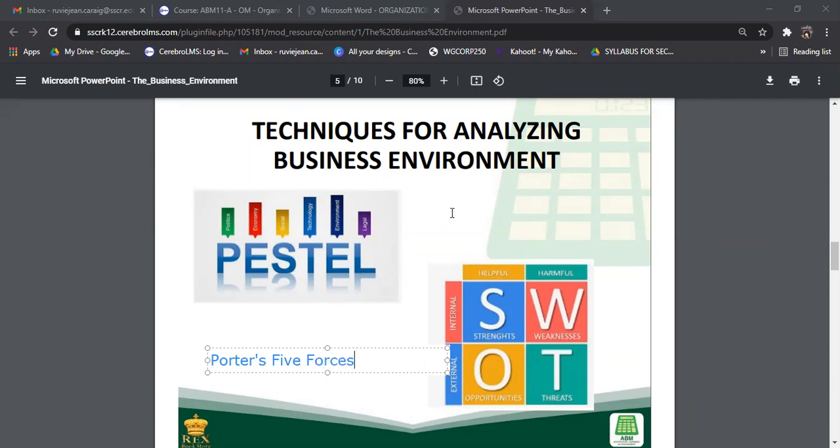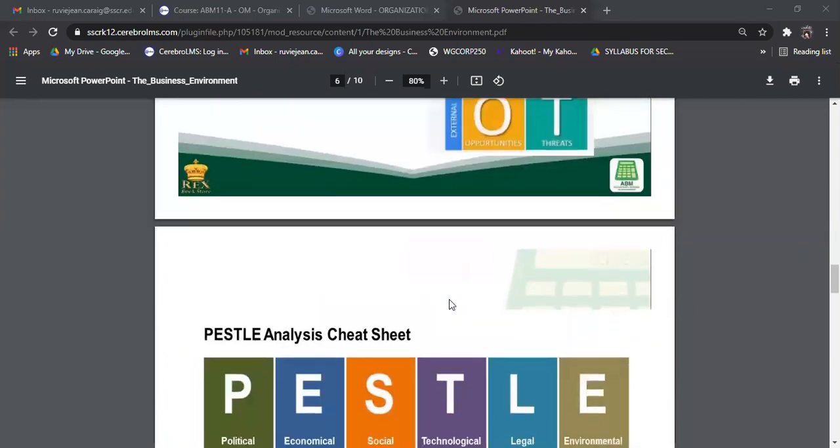So we have techniques for analyzing business environment. We have PESEL, SWOT, and Porter's 5 forces. Okay, so mag-focus tayo more on SWOT analysis. Pero i-discuss natin yung PESEL and I will show you guys the image for Porter's 5 forces. So let's move forward with PESEL. Kailangan ko palang burahin yan. Okay, let's erase this.